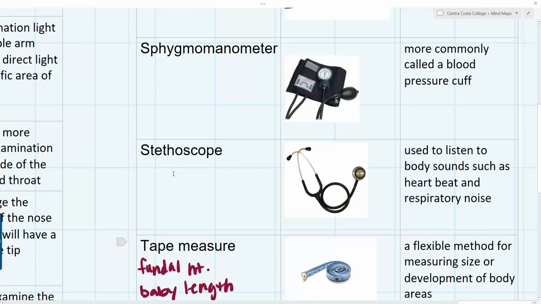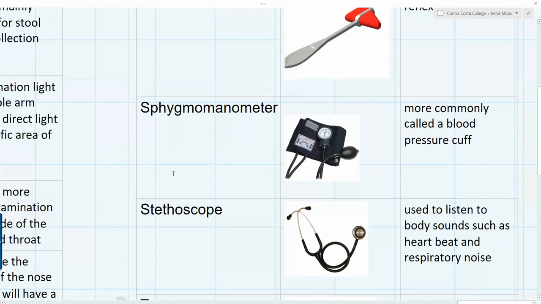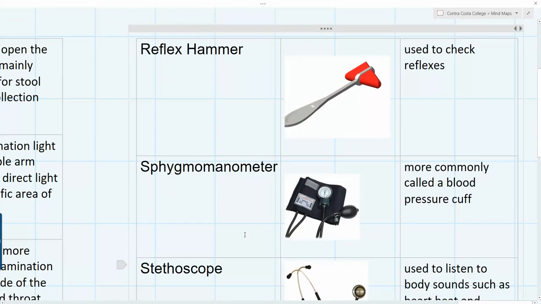One of the most important tools of our trade, and certainly for our providers as well, is the stethoscope. It's used to listen to body sounds such as a heartbeat and respiratory noise. Second most important, the sphygmomanometer. You know how to say that big long word, you just break it down. Sphygmomanometer. But it's a lot easier to just call it a blood pressure cuff, because that's what it is.